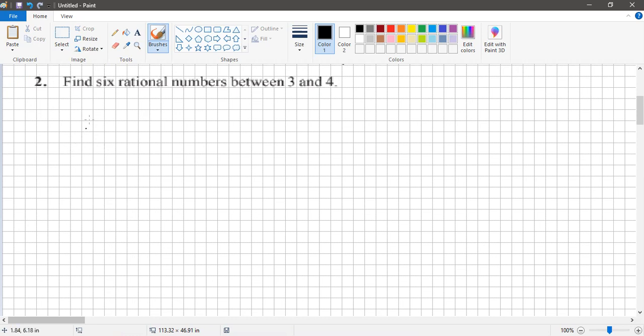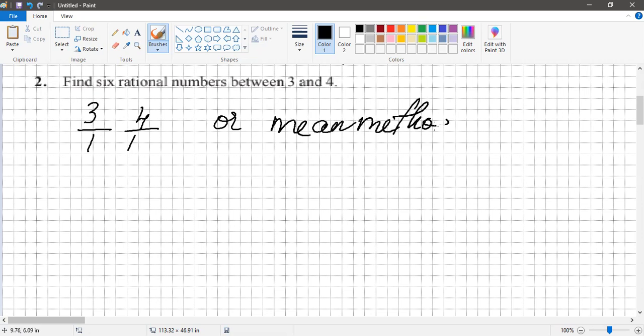Now, I had already explained this type of question before. So you can either use the first method, which I told before. If you have watched that video, I'm sure you know what I'm talking about. So you can either use the first method of multiplying the numerator and denominator with numbers, or you can use the second method, the mean method. Anything which you wish. So I'm going to solve this question for you in the first method. The next question is also a similar type, so I will solve that in the mean method. So now let us start with this one.